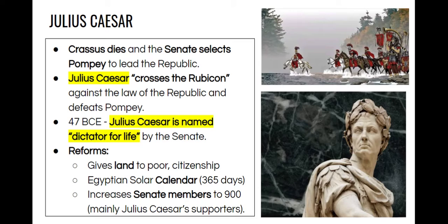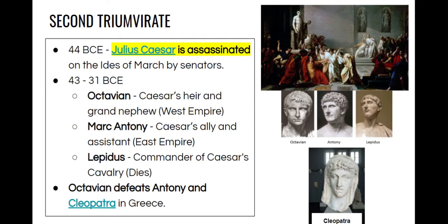The Senate selects Pompey to be the leader of the Republic. Julius Caesar disagrees with this, comes into Rome, defeats Pompey, and forces the Senate to call him dictator for life. He then brings about many different reforms in the Republic. That makes the senators very unhappy.